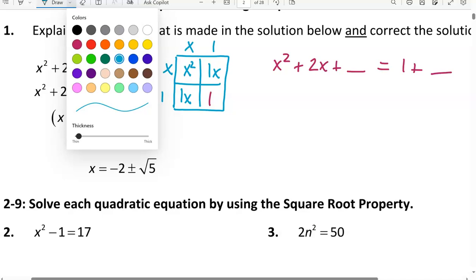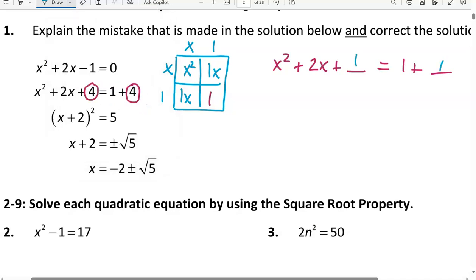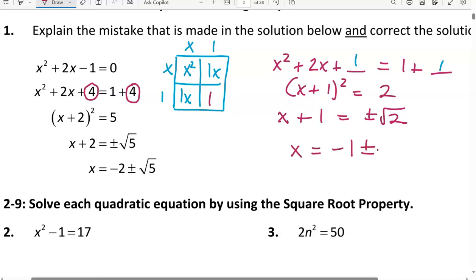Completing the square correctly, we have 1 in each blank. So that means that x plus 1 squared is equal to 2. And that means that x plus 1 is equal to positive or negative square root of 2. And adding negative 1 to both sides, negative 1 plus or minus the square root of 2 is the correct solution.